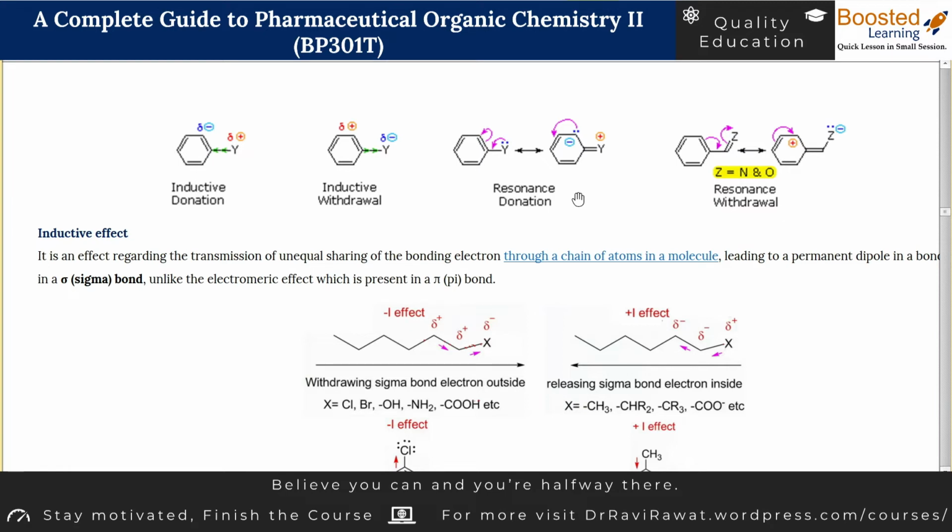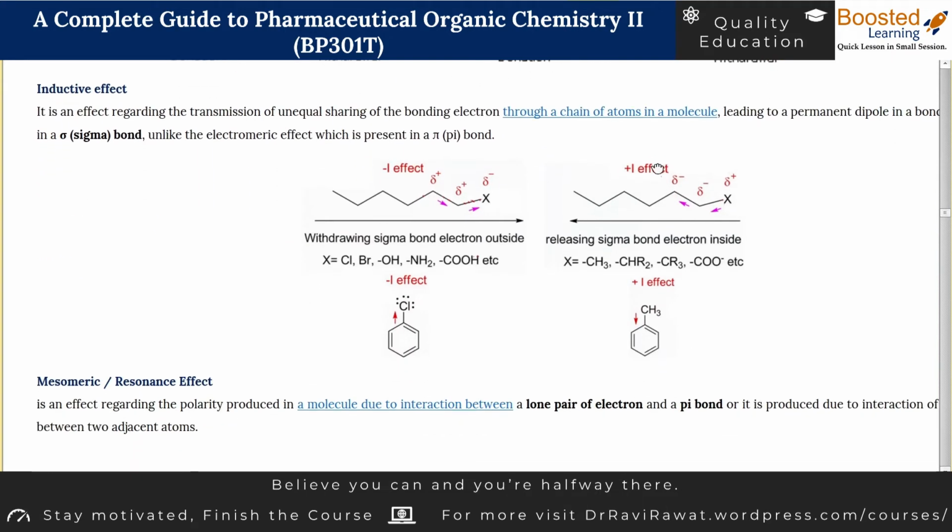The same goes with resonance effect. It can exist as plus R and minus R. Plus R would mean donation of electron density through resonance, and the negative R would mean withdrawal of electron density through resonance. So let us first see inductive effect in detail. Inductive effect works through the electrons of the sigma bond. The basis of the inductive effect is the push and pull of electrons through the sigma bond. This sigma bond term is very important here.